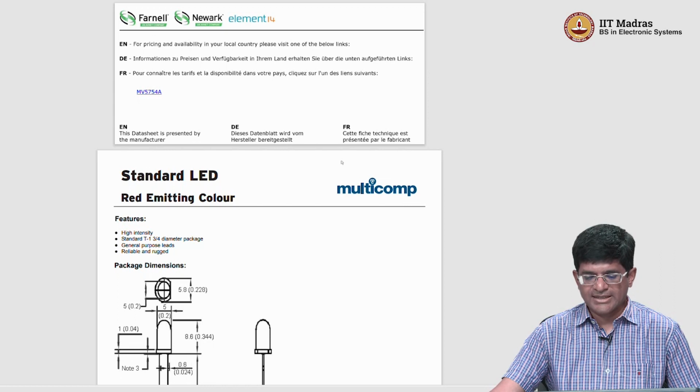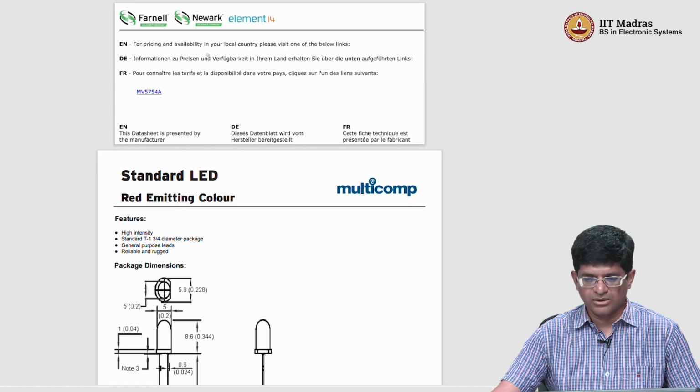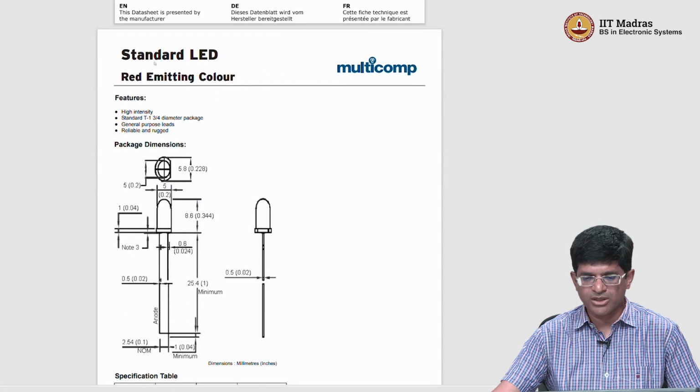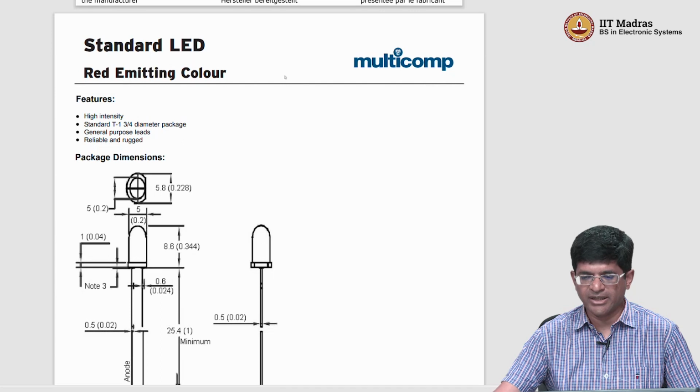So this is one other example of a data sheet. As I said, this is from the Farnell website, but it basically corresponds to the data sheet for a standard LED, which is the red emitting color, made by a company called Multicomp. It gives you very brief features, but it's an LED, it has only so many features, it's not a very complicated data sheet.